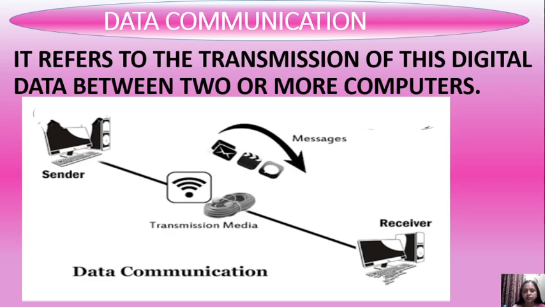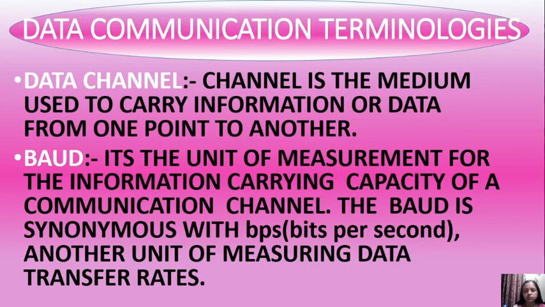Now, data communication terminologies. Under this topic the first term is data channel. Channel means a cable or medium to transmit data. So channel is the medium used to carry information or data from one point to another. It means from one node to another node, or one PC to another PC. So this is data channel, which means cable.